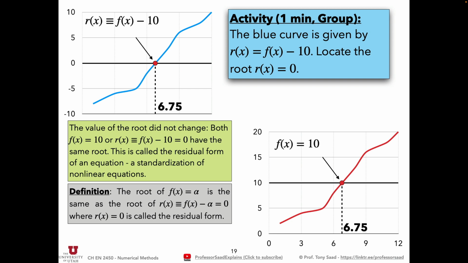Now, why did I call it r of x? That's also a standard convention, because this is called the residual form of the equation. So whenever you have an equation, f of x could be equal to g of x even. Move everything to the left-hand side, call that r of x, and r of x equals 0 is your new system, your new function that you're finding the root for. It will have the same root as the original equation. Okay? But that new form is called the residual form.